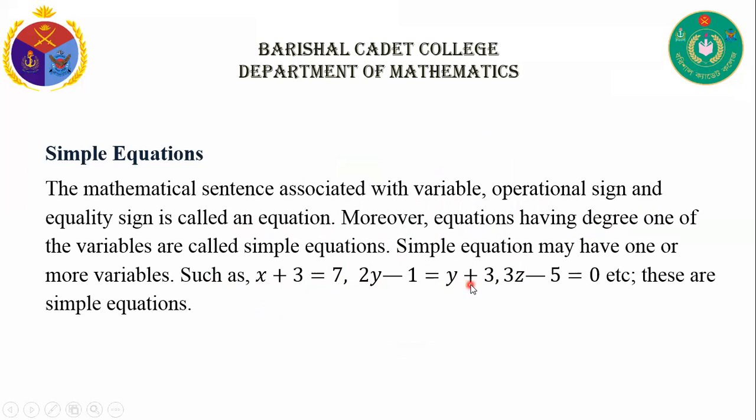In these three equations, the first equation has variable x, its degree is 1. The second has variable y, its degree is also 1. And the third equation has z, its degree also 1.